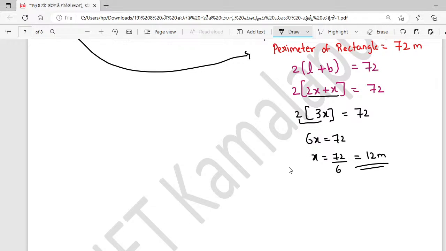Yes, Saikaran, Aditya, Anjali, your answers are very well right. So the breadth is 12 meter. First we shall go with the length.